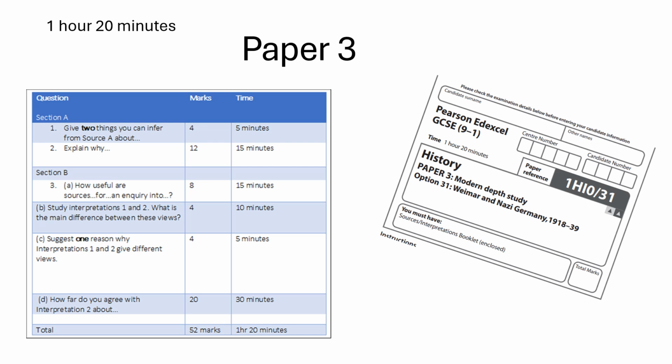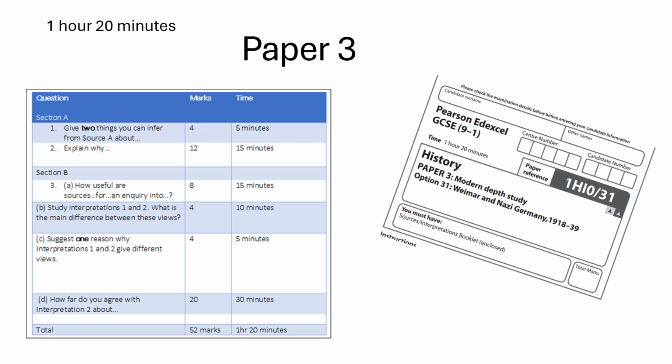Just to remind you that it's divided into two sections, a Section A and a Section B. Section A involves an inference question and an explain why, which is the same style of question that you have also had in your Elizabeth paper and your medicine paper.